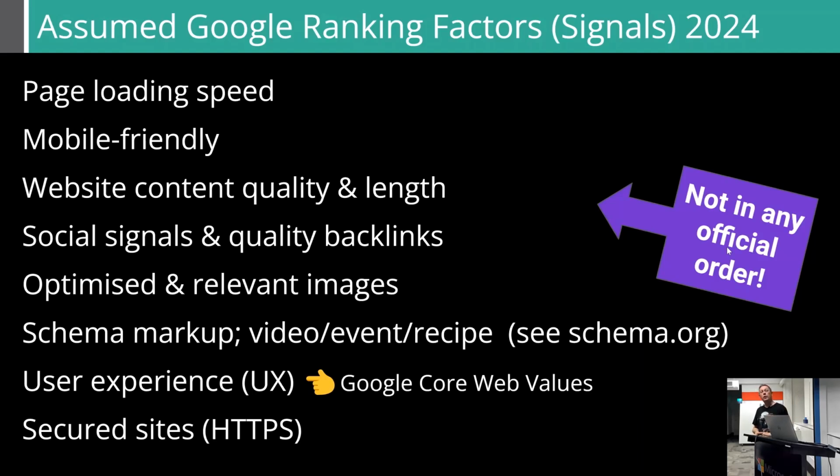Certainly relevant images, optimized and relevant. Google has been able to understand images for a long time, because you can do an image search and it understands what's in there. But it also understands what context that image is within your content. So don't just go adding strange images with your content. I know you wouldn't, but it really does matter that relevant images are helpful to the content.